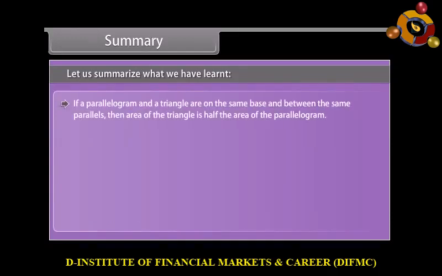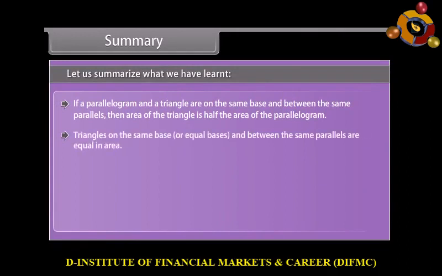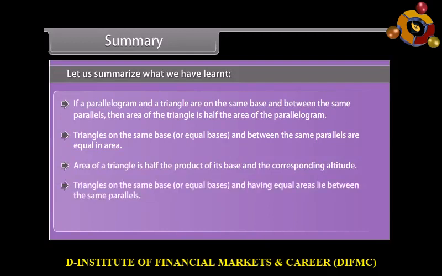If a parallelogram and a triangle are on the same base and between the same parallels, then area of the triangle is half the area of parallelogram. Triangles on the same base or equal bases and between the same parallels are equal in area. Area of a triangle is half the product of its base and the corresponding altitude. Triangles on the same base or equal bases and having equal areas lie between the same parallels. A median of a triangle divides it into two triangles of equal areas.